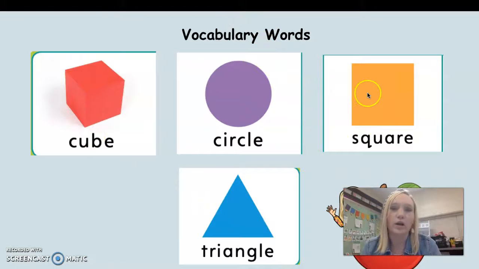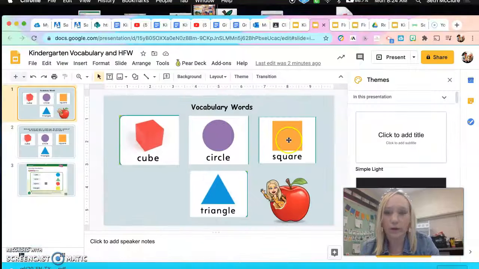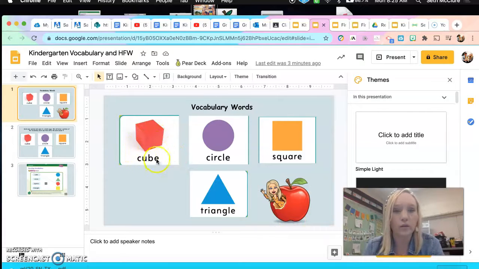So these are shapes. I have some examples of shapes that I would like to show you. Let's just take a look at what our words are for this week. We have the words cube, circle, square, and triangle. We're going to look at those, and I'm going to show you some real life examples. So our first vocabulary word is cube. Can you say the word cube? Yeah, cube. So this is a cube.